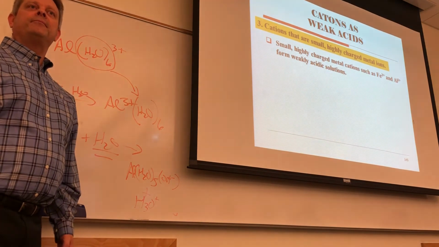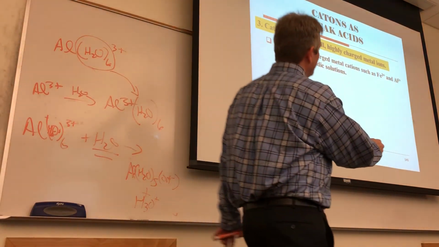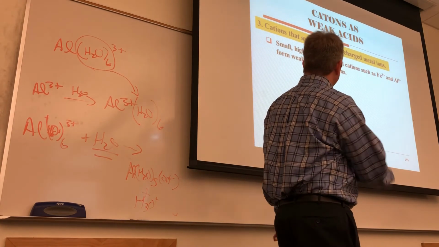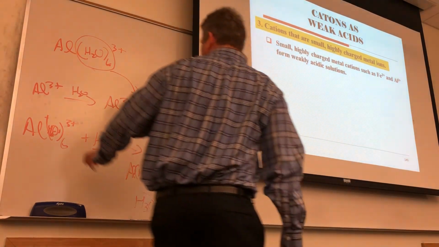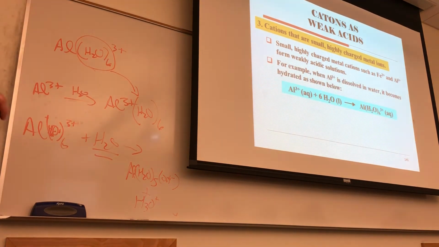Cations that are small, highly charged metal ions will form acids. This is kind of a trickier one, but I could also do it with iron 3+, there's my aluminum 3+, etc. This is exactly how the aluminum 3+ would do it. So this is weird because this is balancing it out, I guess. You have the 6 here and the 6 there. Now I take this and put it into water.